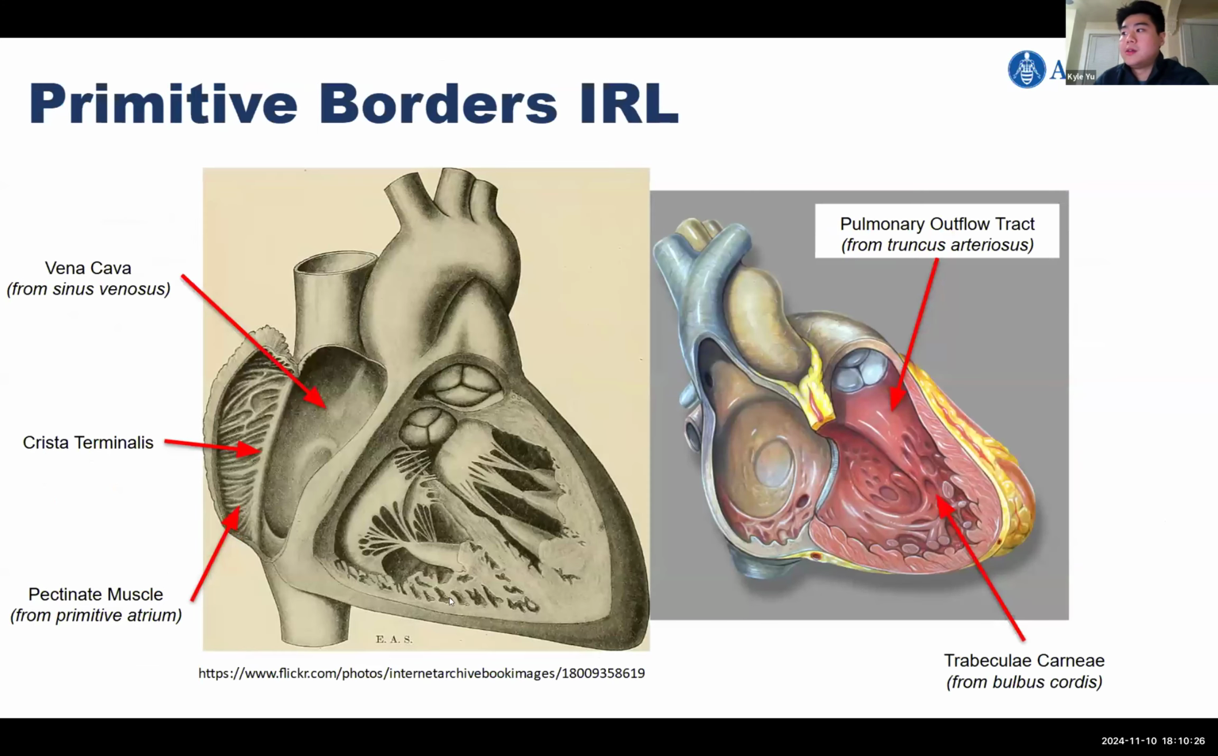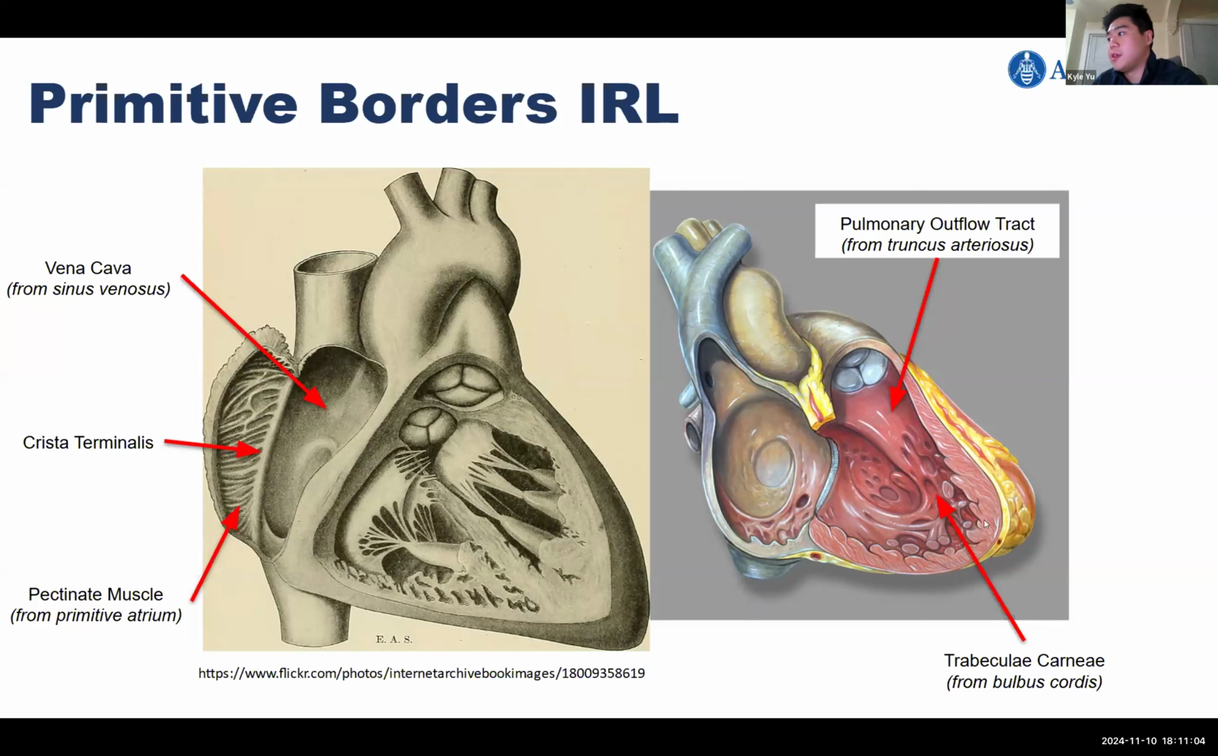So this slide is going to show the borders between the primitive regions of the heart tube on a fully developed heart. Here, like I said, this is the vena cava and the right atrium, and this is from the sinus venosus. And then here you have the pectinate muscles, which are the muscles that line the right atrium, and these are from the primitive atrium. And then there's this feature called the crista terminalis, which is a ridge that separates the smooth and muscular portions, these pectinate muscles in the region. So very cool to see again in the dissected heart.